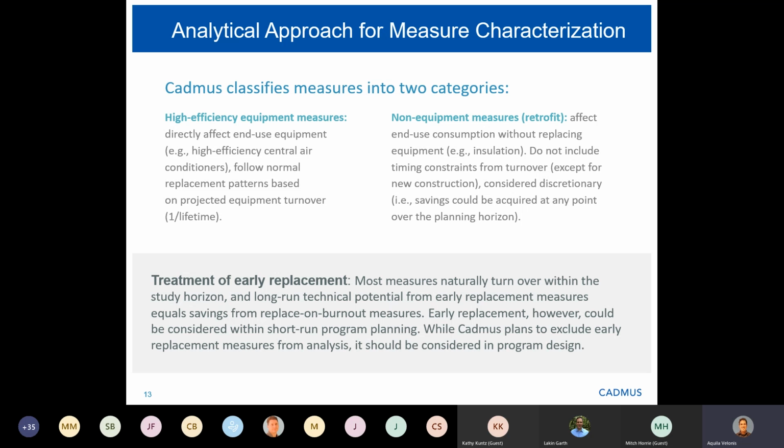Just want to note that in our treatment of early replacement, most measures naturally turn over within the study horizon. So long-term technical potential for early replacement measures ultimately equals the same savings as replace-on-burnout measures. Early replacement could, however, be considered in short-run program potential. Our potential study plans to exclude early replacement from the analysis, but it should be considered in program design for that short-run program planning potential.